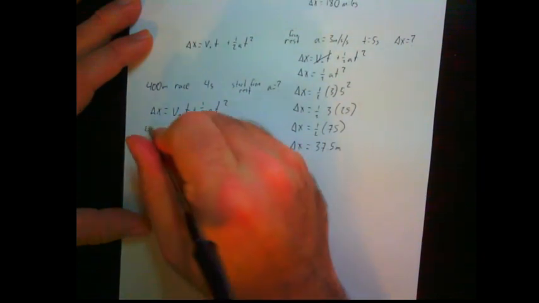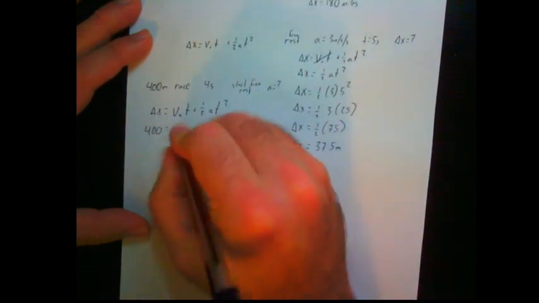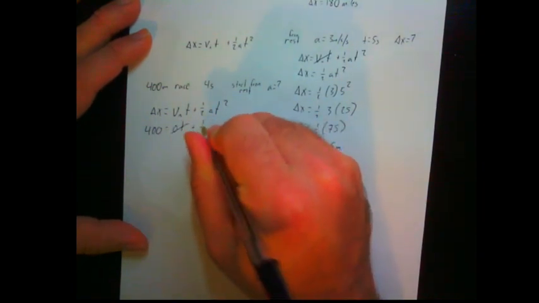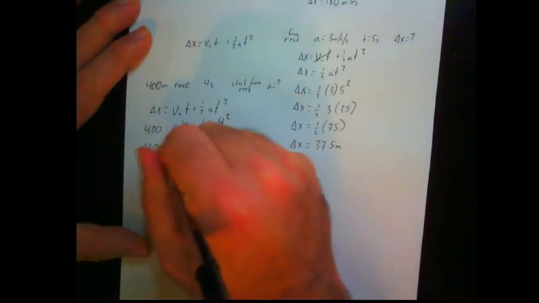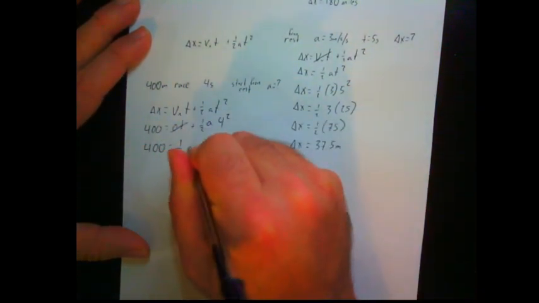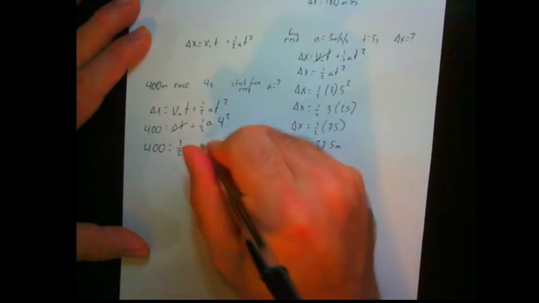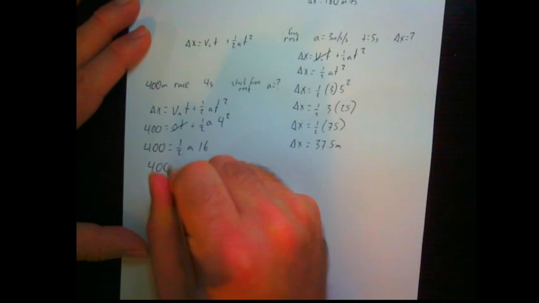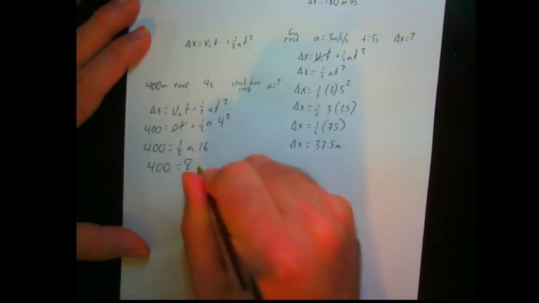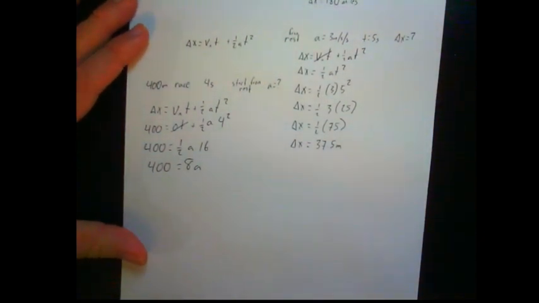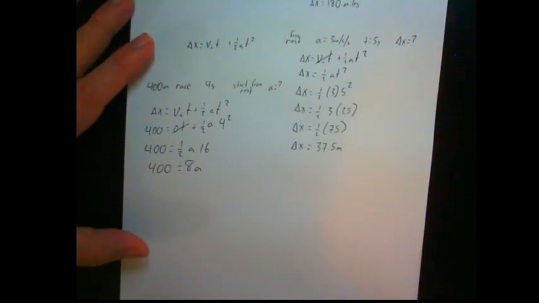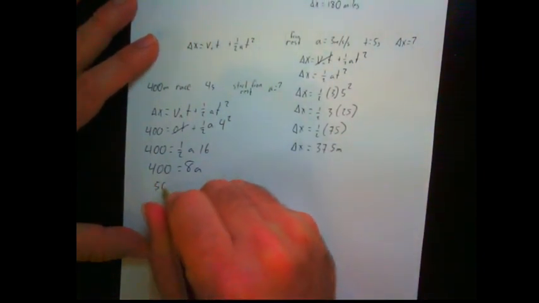Delta x is 400. VI is 0, which means that'll all go away because anything times 0 is 0. 1/2 A, and then the time 4 squared. We'll do our order of operations. Exponents come first. 4 times 4 is 16. 16 divided by 2 is 8. Now 400 divided by 8, which should be pretty straightforward because 8 times 5 is 40, right? So that would be 50.